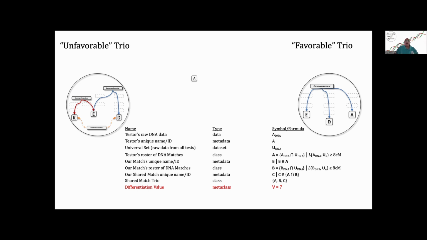So in the case of our shared match trio taxonomy, we have tester A, who's an element of our universal set. We obtain our tester's DNA matches from the intersection of our tester's raw DNA and the raw DNA of the universal set.